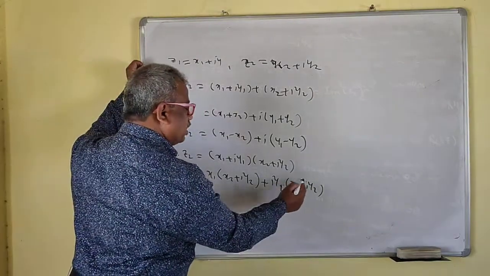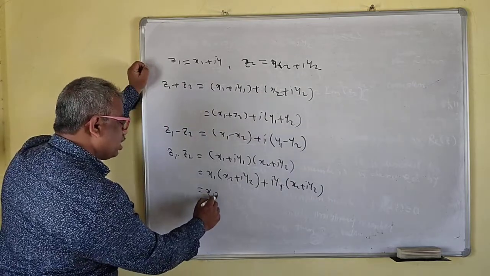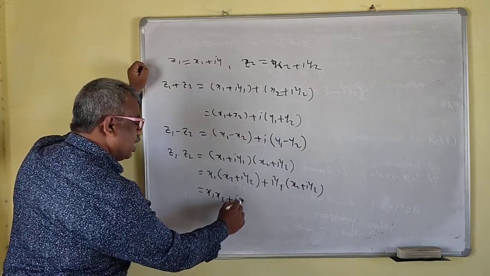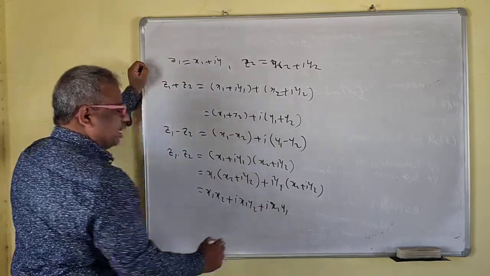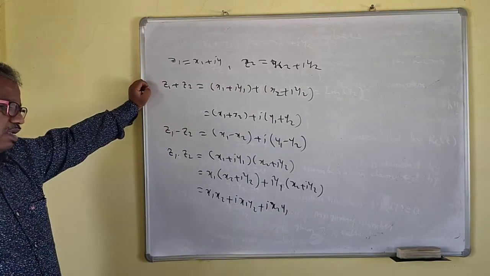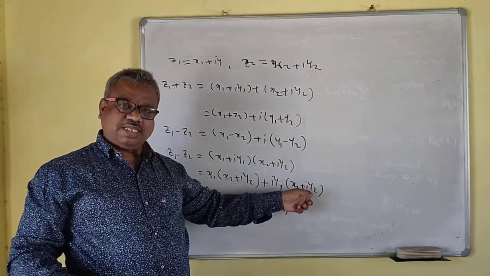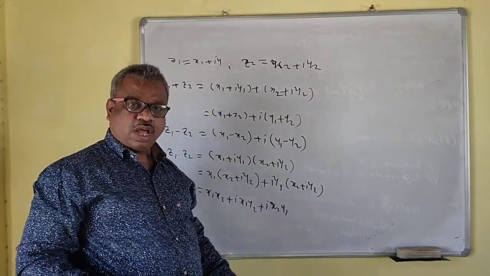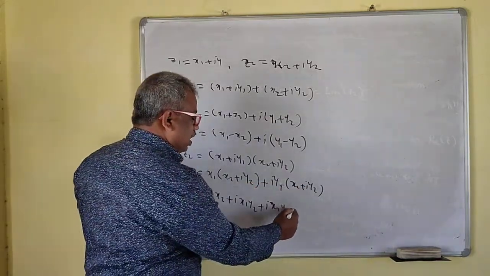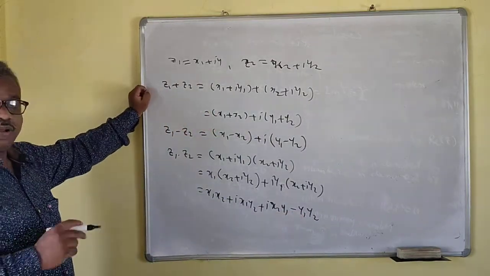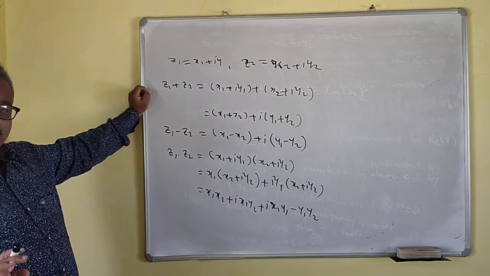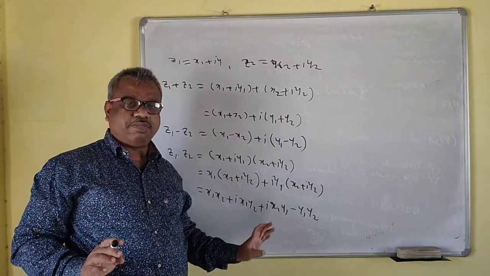So do the multiplication as usual now. It is x1 x2 plus i x1 y2 plus i x2 y1. I can write this as y1 x2, it doesn't matter. This is i into i, which is i square, y1 y2. I square is minus 1, so this is minus y1 y2. So don't forget to write the minus sign here. Take care, when it is minus then this may be plus now.